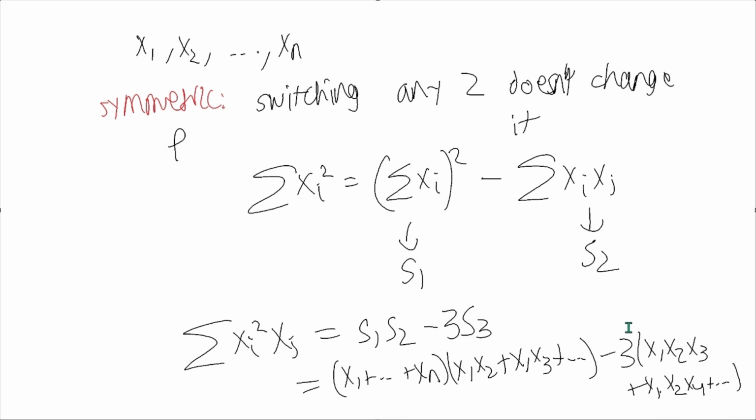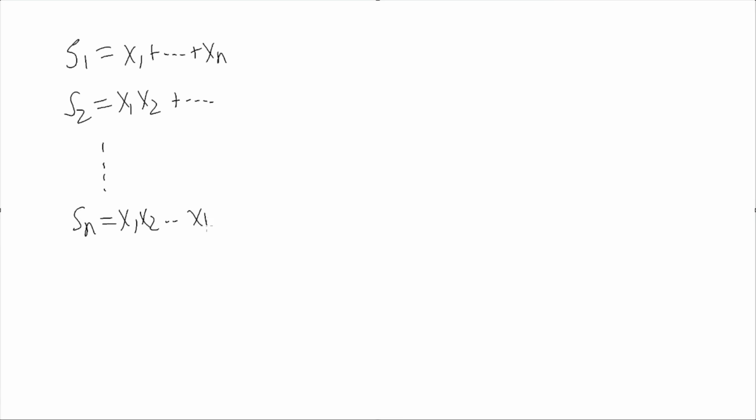So the point that I want to make here is that it's always possible to do this, and you just need to figure out how. And in fact, figuring out how is pretty studied in a very special case. So suppose we have our symmetric sums, so s1 is equal to x1 plus all the way to plus xn, s2 is equal to x1 x2 plus so on and so forth, and so on and so forth. Sn is equal to x1 x2 all the way to xn, and then Sn plus 1 is equal to 0, Sn plus 2 is equal to 0, so on and so forth.